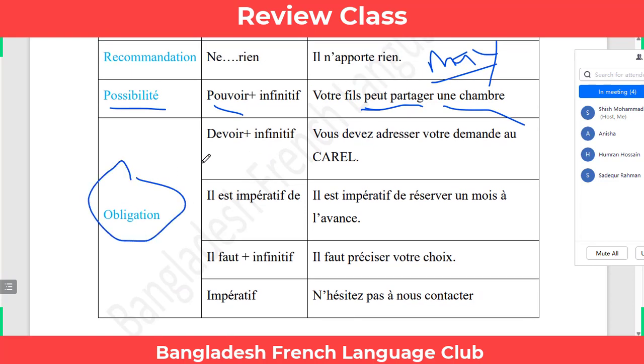Obligation, or the thing we must, one must do. These kinds of things are said by using these rules. So devoir plus infinitif. Devoir means has to, must. These come from this verb devoir, plus infinitif. Vous devez adresser votre demande au, maybe a word, I don't know. Vous devez adresser, you must address your demand to this.